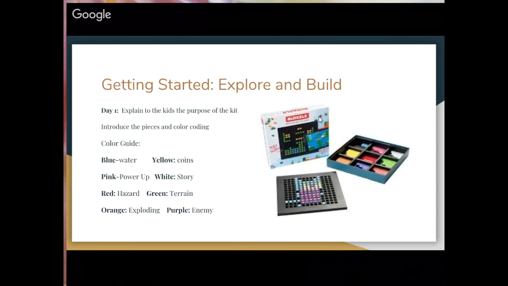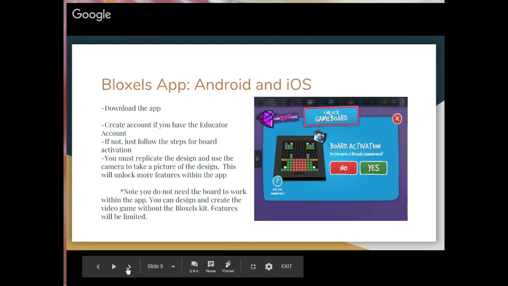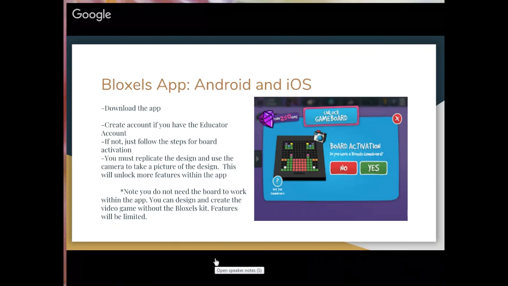So your game is going to come with all of your pieces, and it's also going to come with this black game board. It's a 13 by 13. So in order to play with your Bloxels, you will need to download the Bloxels app. It is available on Android and iOS devices.